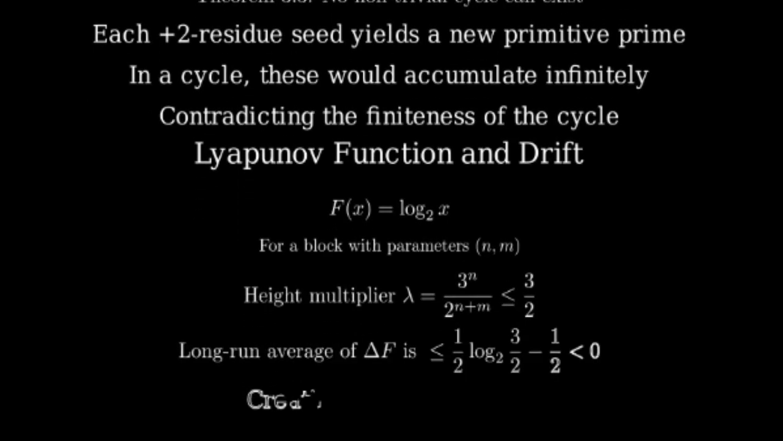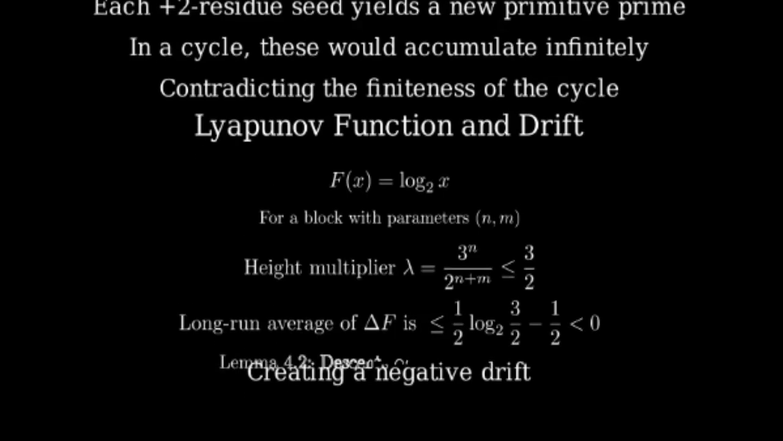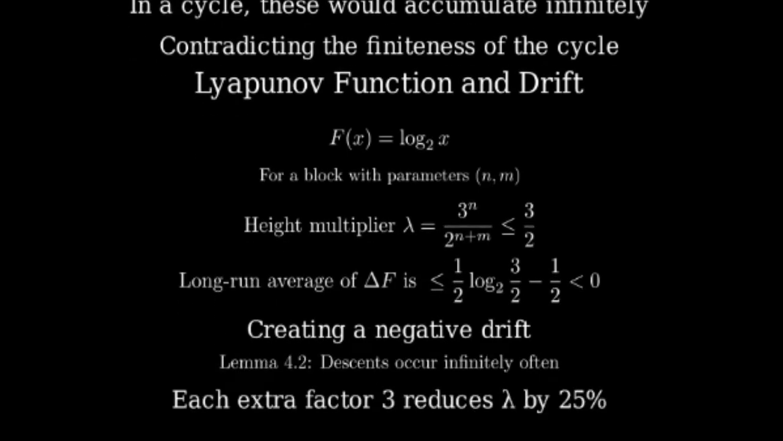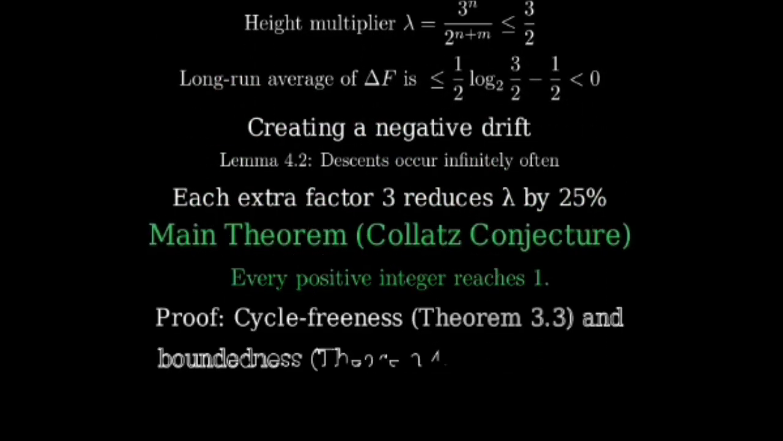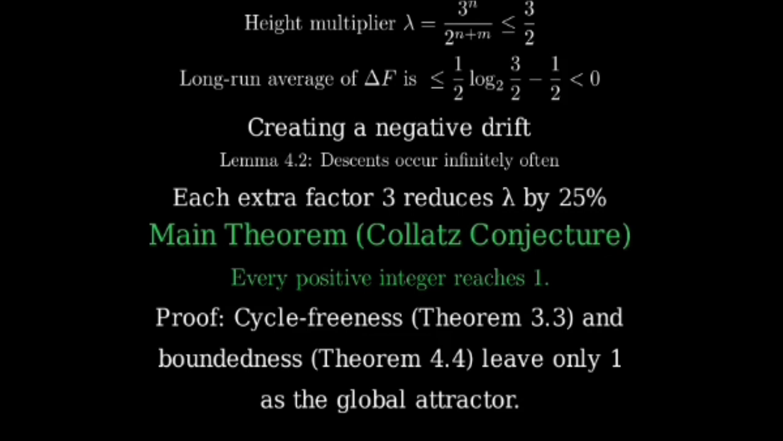The key insight is that this multiplier, on average, creates a negative drift. In particular, descents occur infinitely often, and each extra factor of 3 further reduces the height multiplier, ensuring all trajectories remain bounded. Since no non-trivial cycle can exist, and all trajectories remain bounded, this means every positive integer must eventually reach 1, proving the Collatz conjecture.